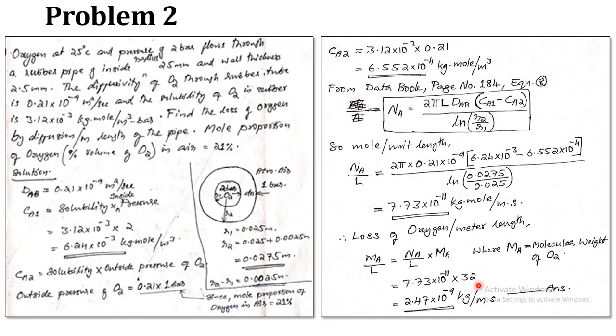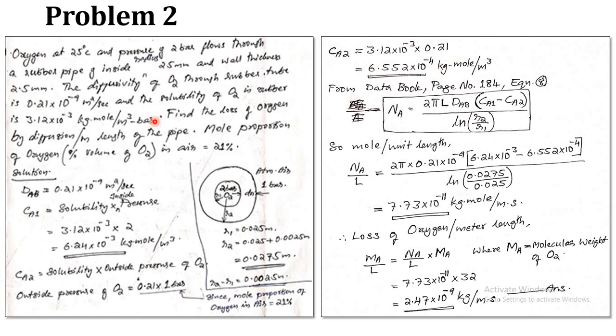Let's move to the second question. Here we consider a cylindrical bowl. Oxygen at 25 degrees Celsius at a pressure of 2 bar flows through a rubber pipe of inside radius 25 mm, while thickness is 2.5 millimeter. The diffusivity of oxygen in rubber is 0.21 into 10 raised to minus 9 meter square per second, and the solubility of oxygen in rubber is 3.12 into 10 raised to minus 3 kilogram mole per meter cube bar.